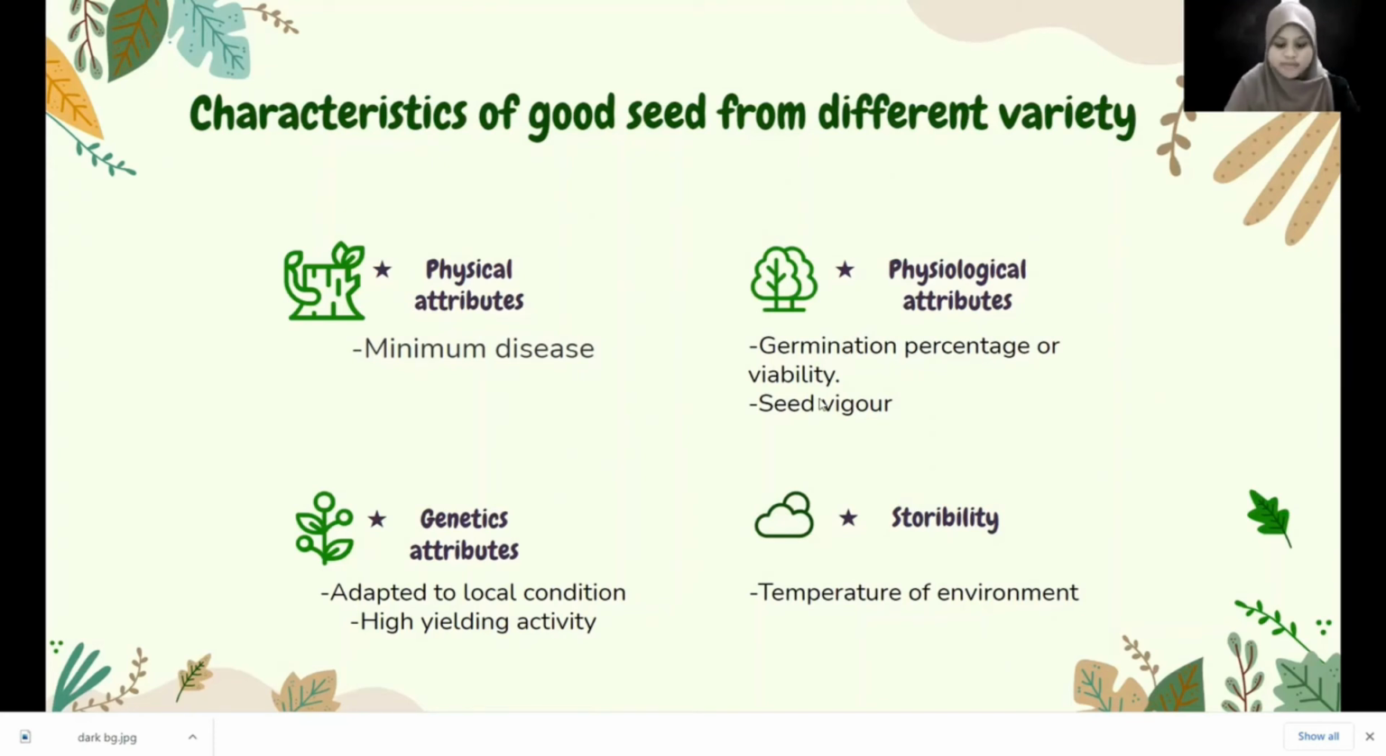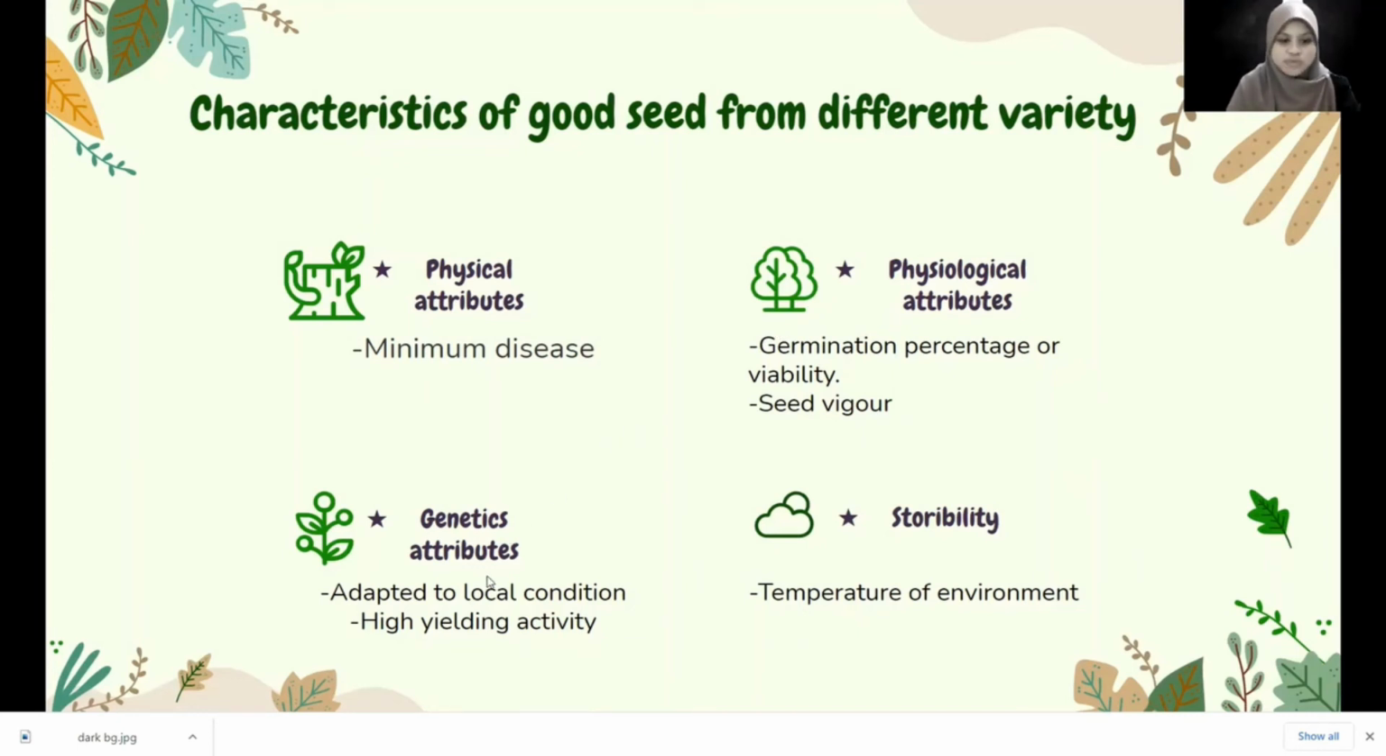For physiological attributes, we have germination percentage or viability, and seed vigor. Germination percentage of viability is about the seed's ability to emerge from the soil and produce a plant in the field under normal conditions, while seed vigor is about the seed's ability to emerge from the soil and survive under potentially stressful field conditions and to grow rapidly under favorable conditions. So it means that from physiological attributes, we want the plant to survive under certain conditions.